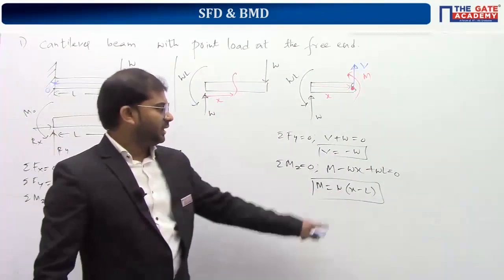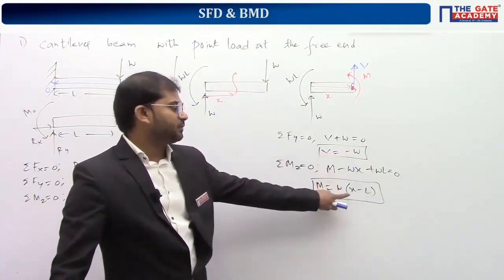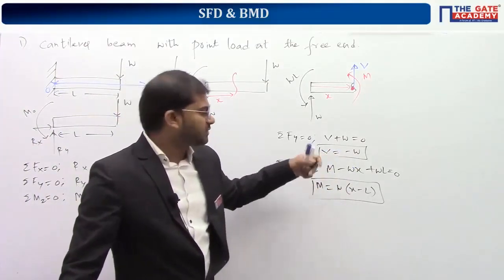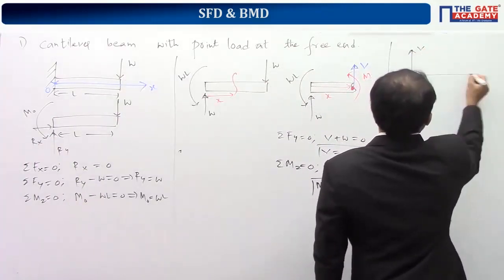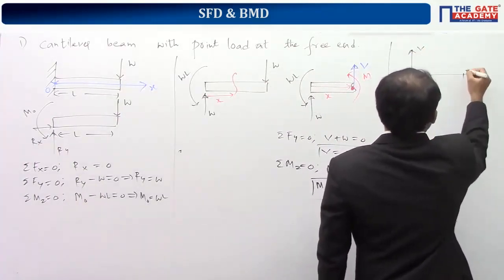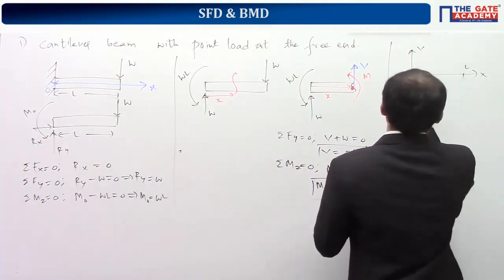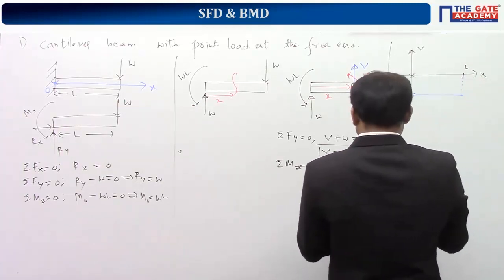This gives us the variation of bending moment M. We see that here there is no x, so shear force is independent of x. But here x power 1 is there, so bending moment is actually a straight line. Let's plot these two curves. If I plot the shear force diagram, shear force versus x, from 0 to L, whatever is the value of x, shear force is always equal to minus W. So the curve will be a straight line like this.